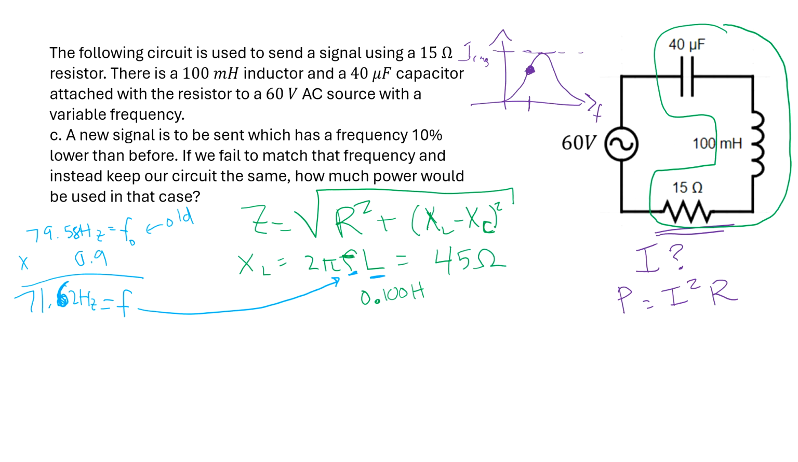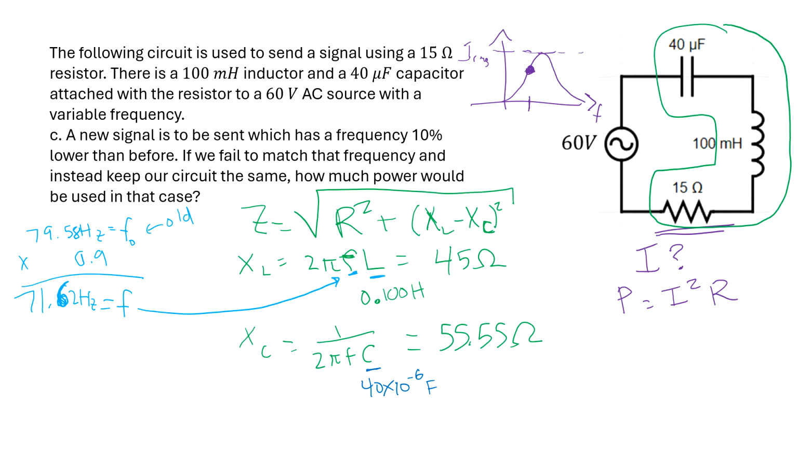Okay. XC, same type of story. We've already computed the F value. We don't need to recompute it, but it's going to be 1 over 2 pi FC. So F is still going to be 71.6 hertz, and the capacitance is 40 microfarads. So you put into here 40 times 10 to the minus 6 farads, and what you should get if you do that is 55.55 ohms.